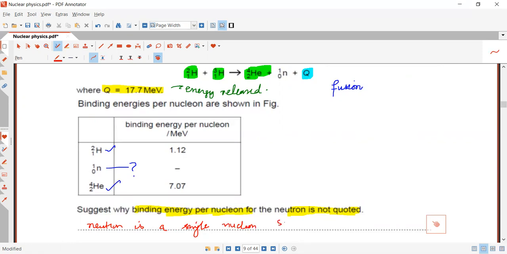So binding energy per nucleon is not defined. Right, students? Okay, so what I'm calling binding energy per nucleon, I'm calling this symbol binding energy per nucleon, right? Okay, so let's go further.